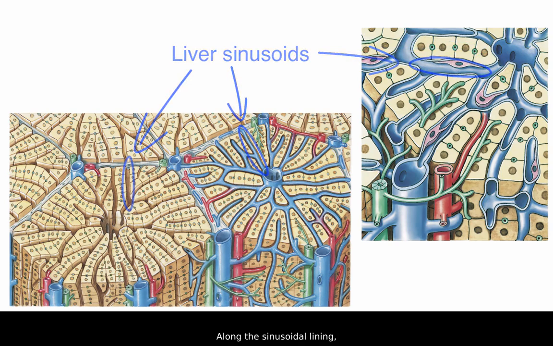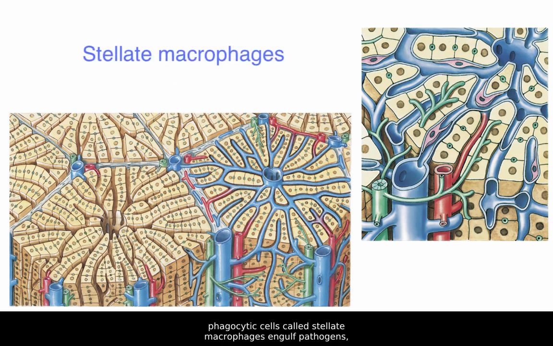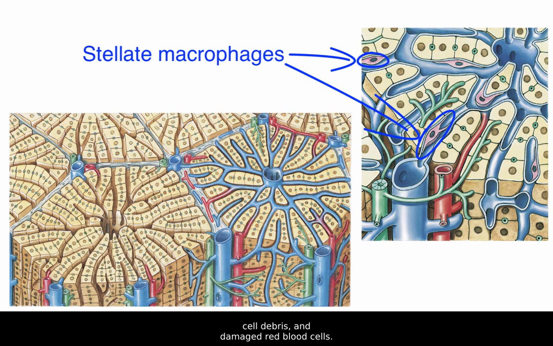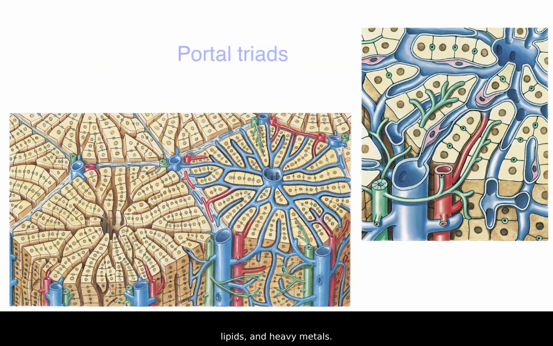Along the sinusoidal lining, phagocytic cells called stellate macrophages engulf pathogens, cell debris, and damaged red blood cells. Stellate macrophages also store ingested iron, lipids, and heavy metals.